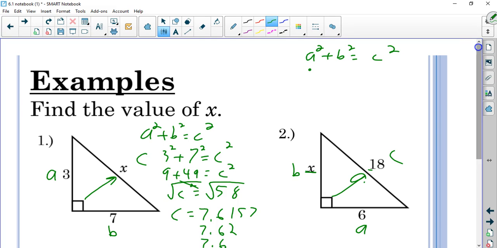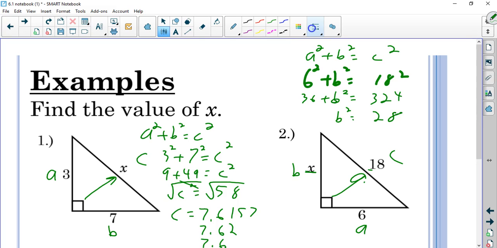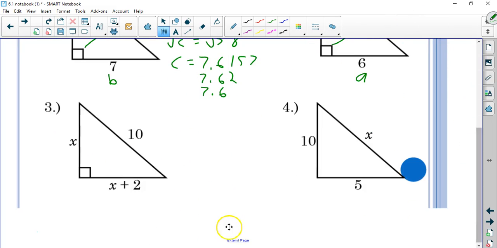And now when I put these in, I'm going to say 6 squared plus b squared equals 18 squared. So that's going to be 36 plus b squared equals 18 squared, which like I said is 324. But instead of adding 36, I want to subtract 36, which gives me b squared equals 288. I take the square root to cancel that square. I do it to both sides. And then I take the square root of 288, which is 16.970. So 16.97. If you rounded, it could be 17.0. And I put the 0.0 just to show that it was rounded up and not a whole number. Okay.